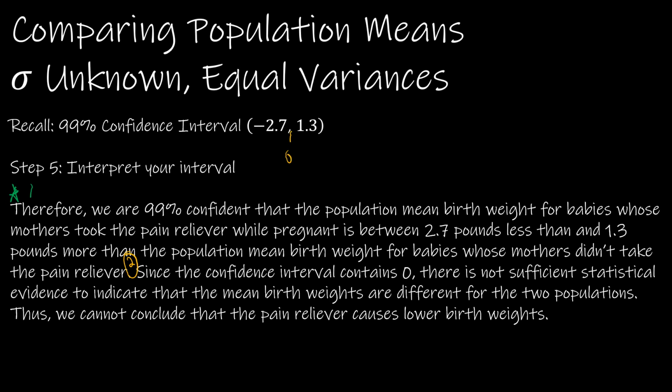0 is between these two values. Again, if you look at a number line, negative 2.7, and then 0, and then 1.3, 0 is between the two values. So since the interval contains 0, there is not sufficient statistical evidence to indicate that the mean birth weights are different for the two populations.